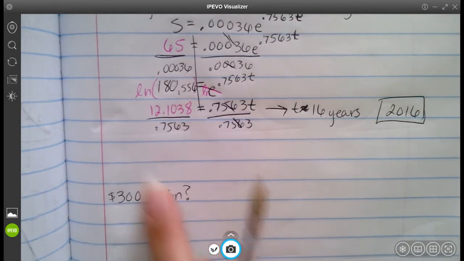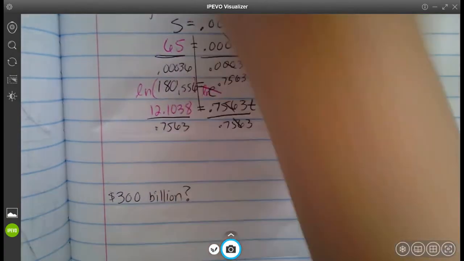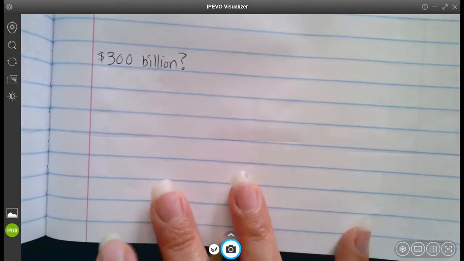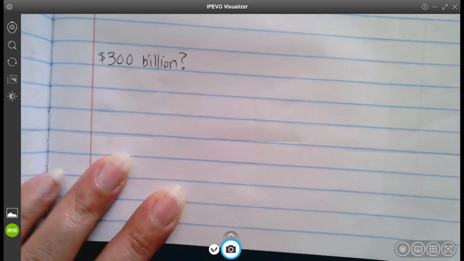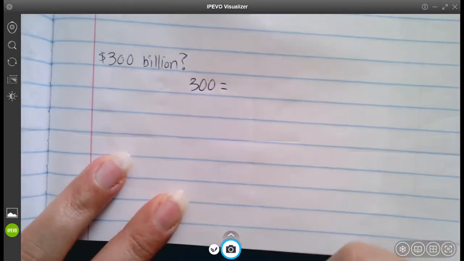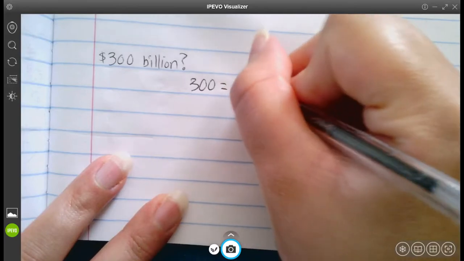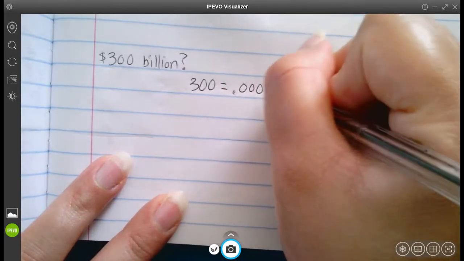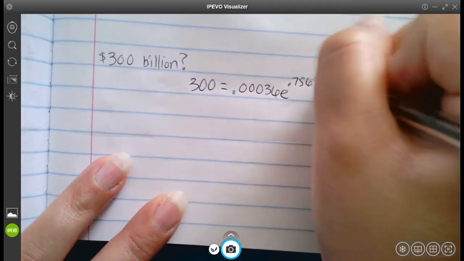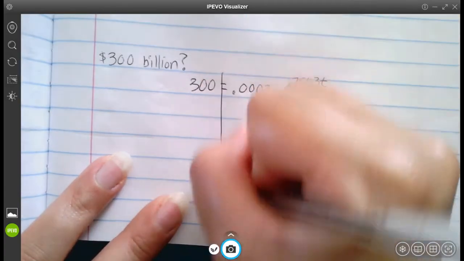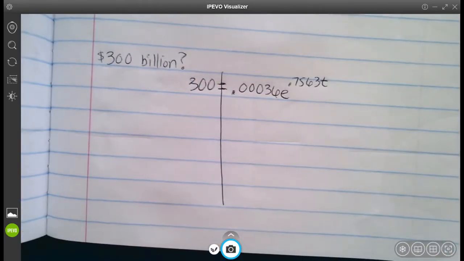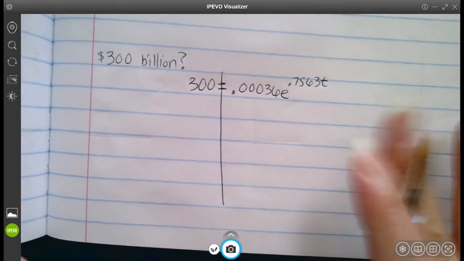So my next part is the same question, but for 300 billion. Okay, so I'm just going to set this one up. I'm not going to solve it all completely. It's kind of the same steps, right? So instead of s, we would have our 300. And then we just set that equal to 0.00036 e to the power of 0.7563 t. And we solve. Maybe we'll do this as a warm-up or so this week, okay? But that's the idea for this one, okay?